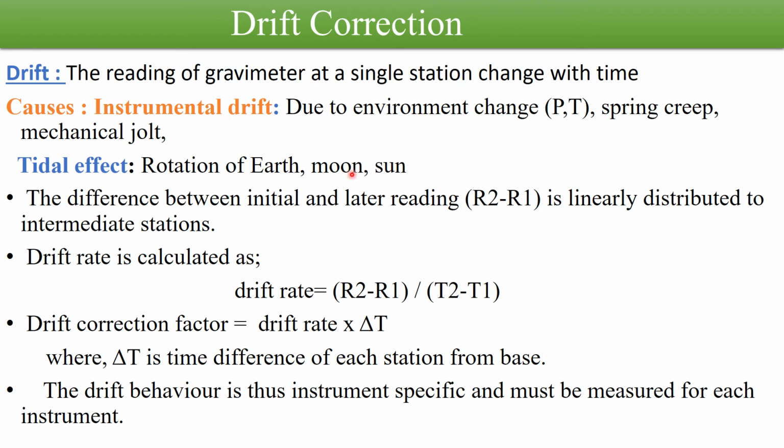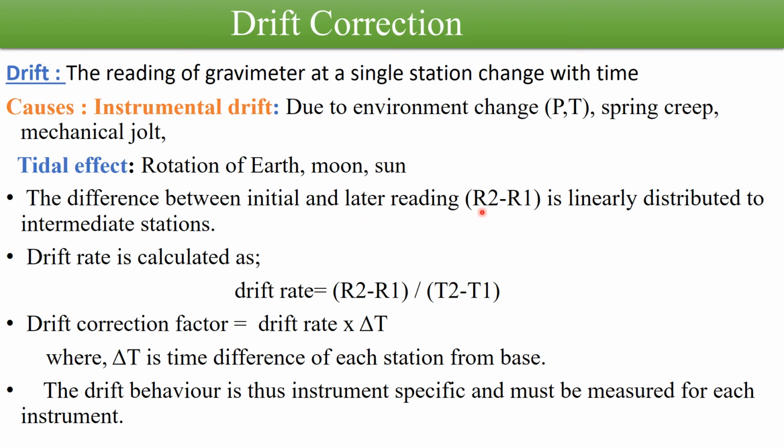First, we move to the drift correction. What is the drift? If we keep the gravimeter at a particular place, the value at a single station changes with time. Why does this happen at a single station? The question may arise. There are so many factors. Environment change is there, mechanical jolt is there, spring creeping is there, and there is also a tidal effect, that is the rotation of the earth, moon, and the sun. So how can we compensate for these factors?